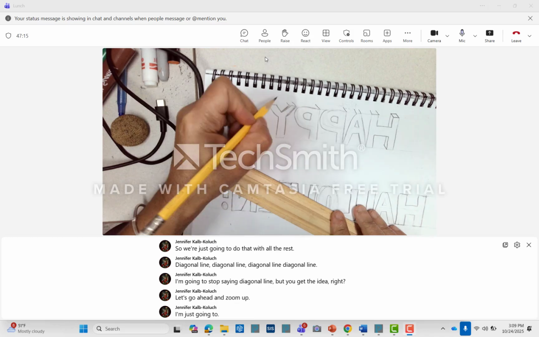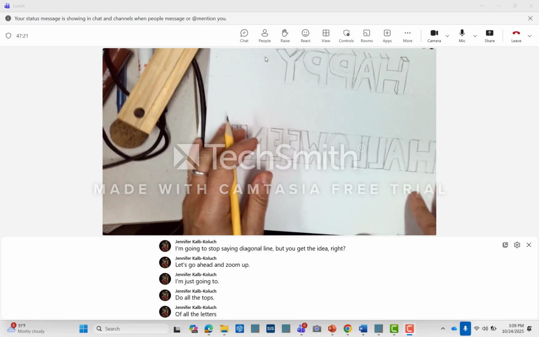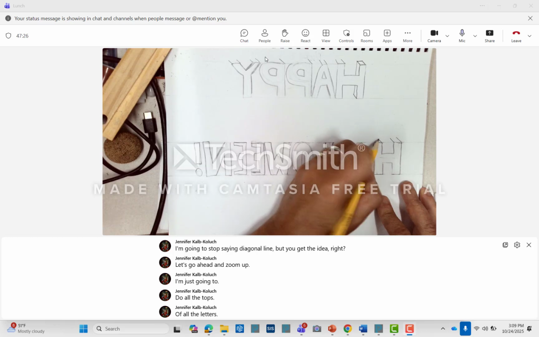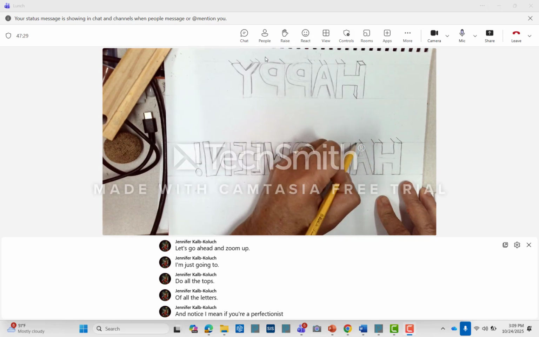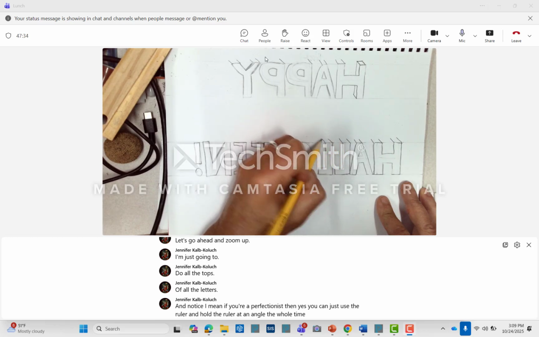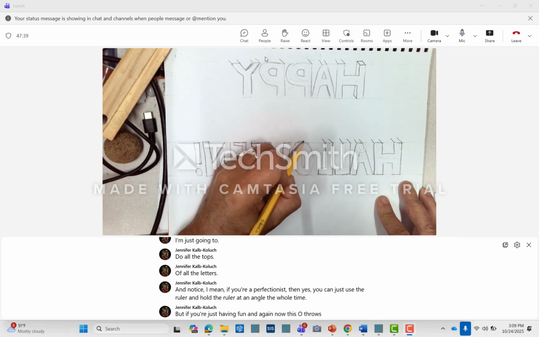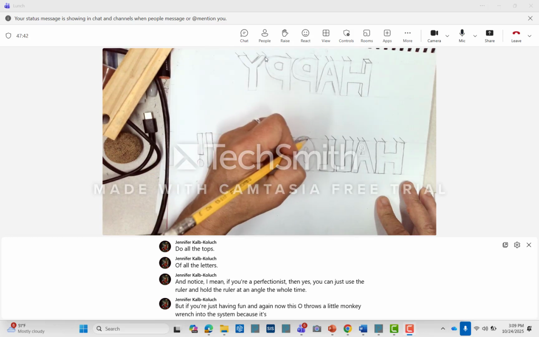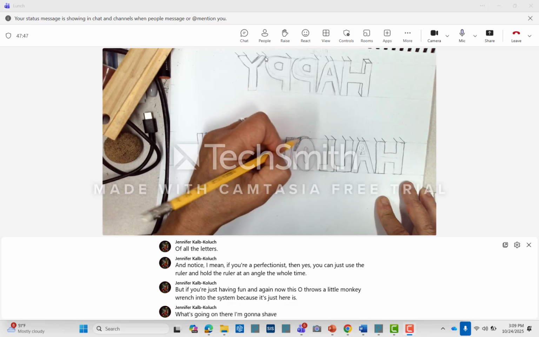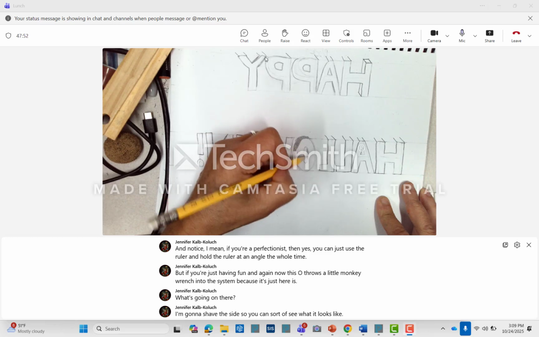I'm just going to do all the tops of all the letters. And notice, if you're a perfectionist, then yes, you can just use the ruler and hold the ruler at an angle the whole time. But if you're just having fun, and again, now this O throws a little monkey wrench into the system because it's just, here is what's going on there. I'm going to shade the sides so you can sort of see what it looks like. All right, and then this part too.